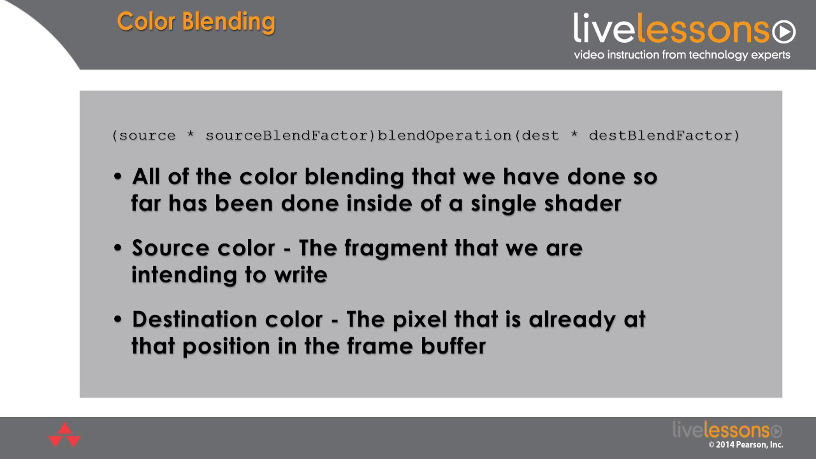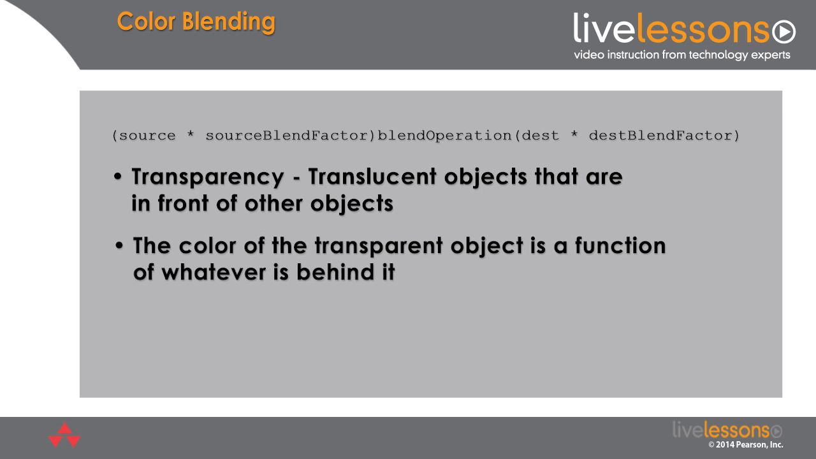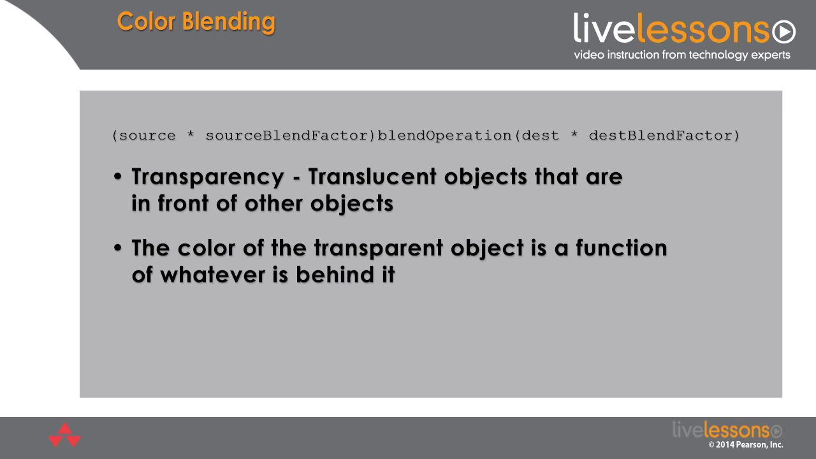Now, how can this happen, or why would we do this? Well, we're going to use transparency as our example. And imagine how transparency works, right? Transparency works where we have translucent objects that are in front of objects that are either also transparent or translucent or opaque. The color of the transparent object is a function of whatever's behind it. So that's what I'm talking about when I talk about color blending.